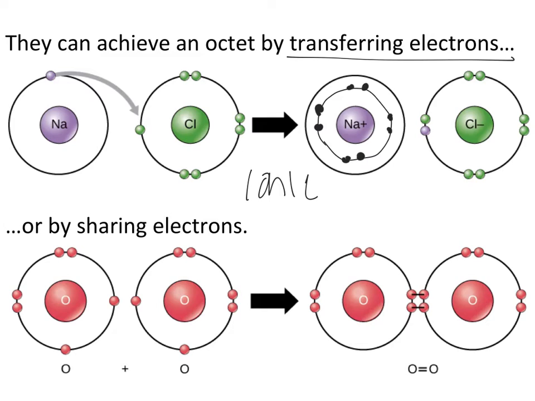In terms of chlorine, well, it gained that electron. We can see it right here in purple, and it now has a full outer shell. This becomes positive because it lost an electron. This becomes negative because it gained an electron. It can also achieve an octet by sharing electrons, and we know that this is called a covalent bond.